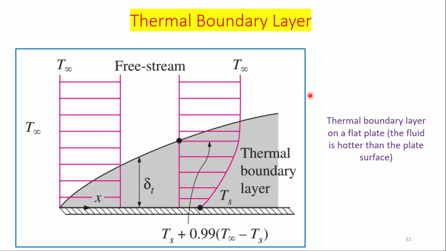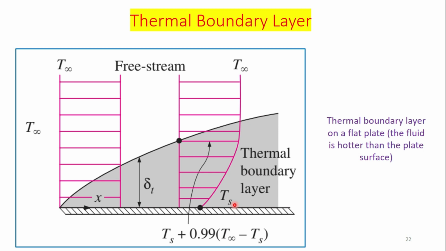Now let's talk about the thermal boundary layer of a fluid flowing on a flat plate, where the fluid in this case has a higher temperature compared to the plate surface. So consider this is the flat plate, and it has a temperature of T_s, and the fluid is moving from left to right, and the incoming fluid has a temperature of T infinity. Assume that T infinity is higher than the surface temperature.